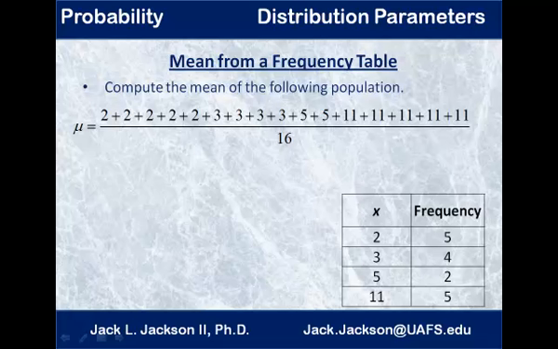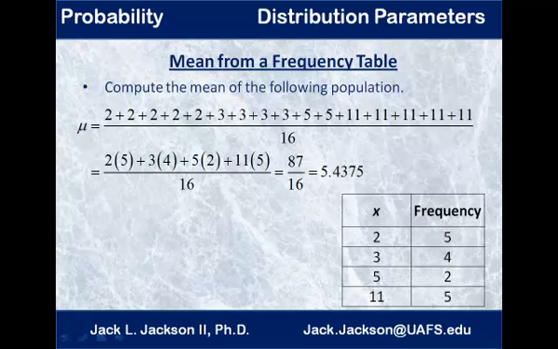Since we've got the same number added together over and over again, what's the shortcut to that? Yeah, it's multiplication, of course. And so we can rewrite that as 2 times 5 plus 3 times 4 plus 5 times 2 plus 11 times 5. So in other words, we're taking the data value times its frequency and adding all those up and then dividing by the total of all the frequencies, which is 16, and that's the total n. And in this case, that turns out to be 87/16 or 5.4375.